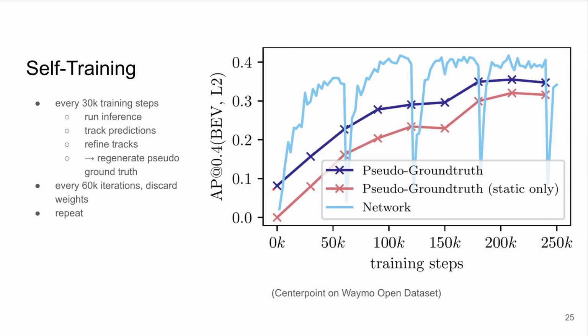At the beginning, the pseudo-ground truth contains no static objects at all. But then, over the course of the training, this improves further and further.